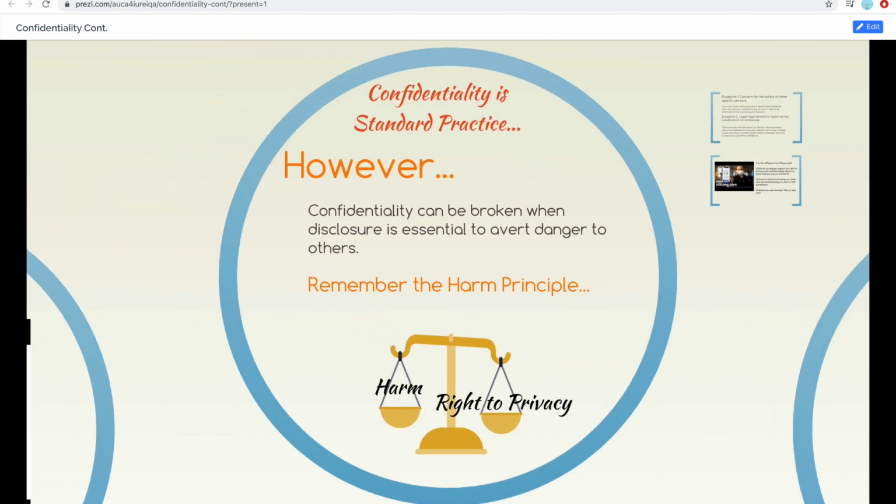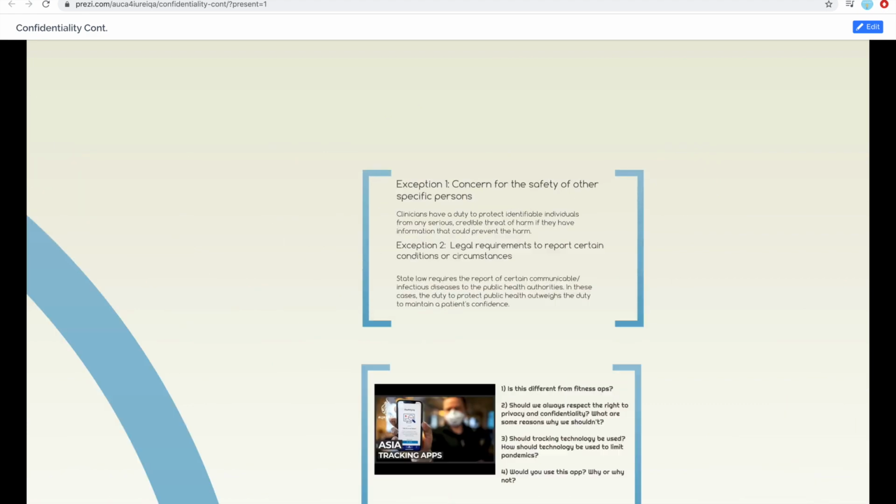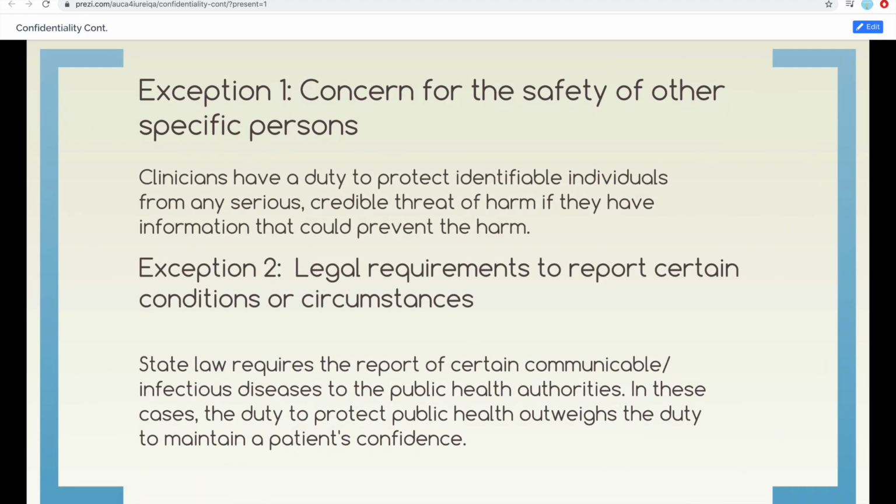Now, while confidentiality is standard practice, it can be broken for several reasons. It can be broken when disclosure, for example, is essential to avert the danger of others. Remember the harm principle. Your freedom ends at the tip of another person's nose, right? So in this situation and in certain other situations, confidentiality is not absolute, but can be broken by medical professionals, and indeed should. And the American Medical Association recognizes two exceptions to confidentiality.